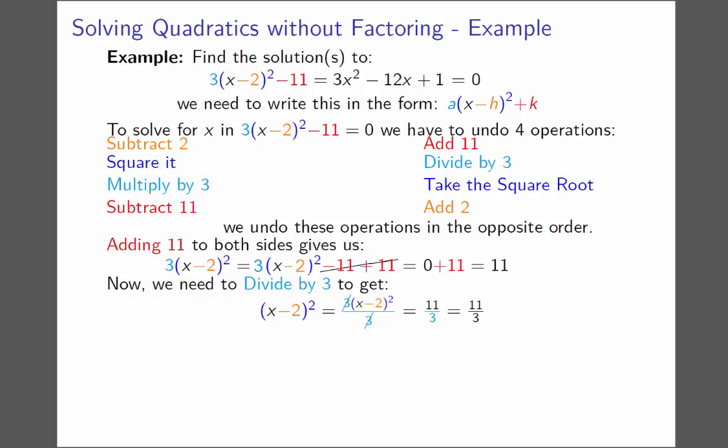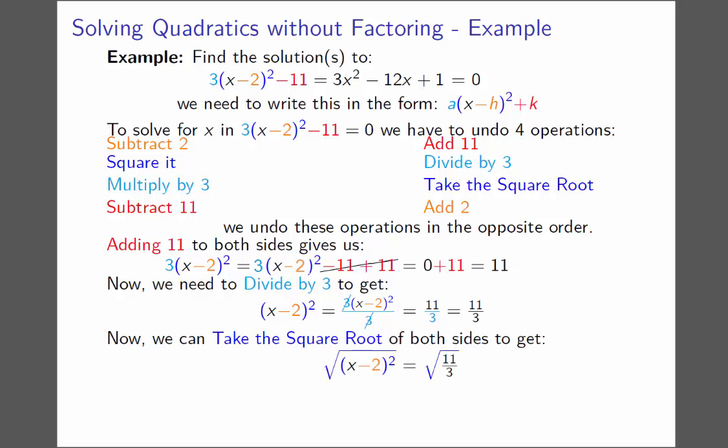Now we need to undo the squaring, which we do by taking the square root of both sides. This gives us the square root of x minus 2 squared equals the square root of 11 thirds, which again we can't simplify, but on the left, the square root of x minus 2 squared is the absolute value of x minus 2. If you'd like to be reminded why this is not just x minus 2, click the purple link to the left.